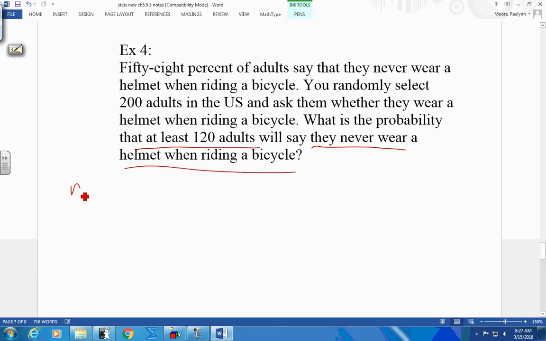So what's my N? What's my P? 0.58. What's my Q? Good. So is my test going to pass? Yes, because I'm multiplying by 200, a pretty high number. So my test passed. So, what's my probability statement?